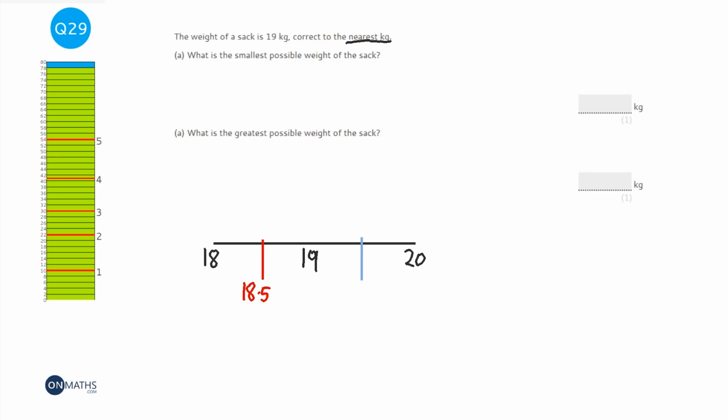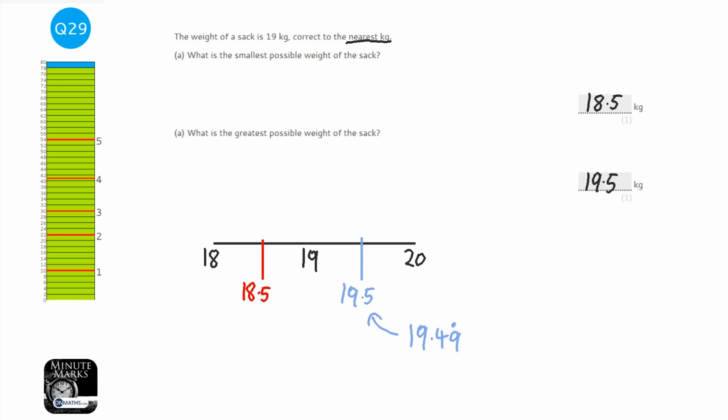And this time I think, right, what's the cutoff point for this one? Well, that's 19.5. Now, this second one's a little bit more complicated because you might think, oh, actually 19.5 would round to 20. So it's 19.49 recurring. Yes, that would actually be true. Unfortunately, 19.49 recurring is actually the same as 19.5. So for our smallest possible weight, we put 18.5. And for the maximum possible weight, we can actually put 19.5, even though we know that would have rounded to 20.